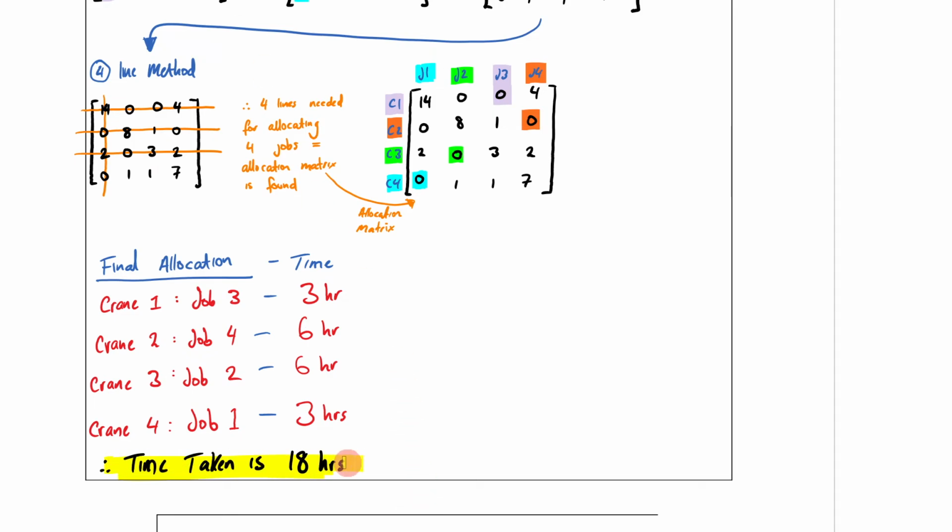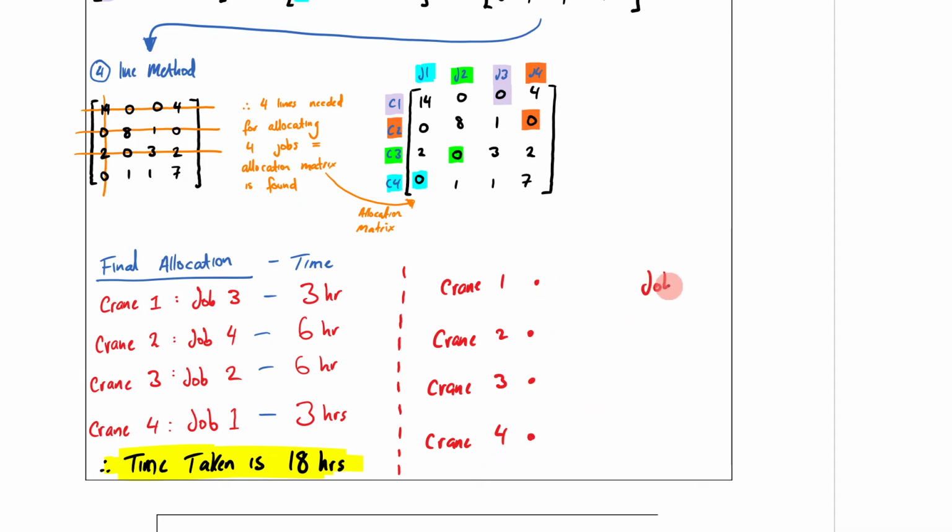Also, remember, they might ask you to show your information as a bipartite graph. So in that case, what would you do? Well, if they ask for that, let's divide that up. All right, we're going crane 1, crane 2, crane 3, crane 4. Okay, and we put a vertex on each of these. Then we've got job 1, job 2, job 3, job 4. Put a vertex on each of these.